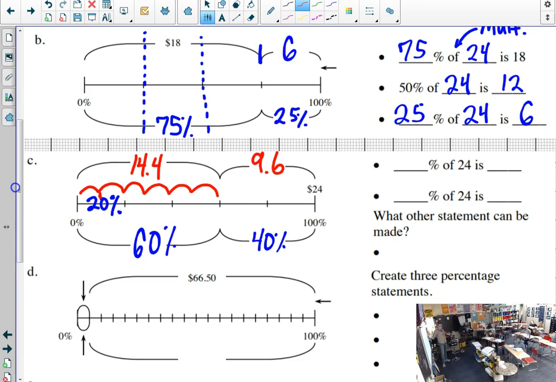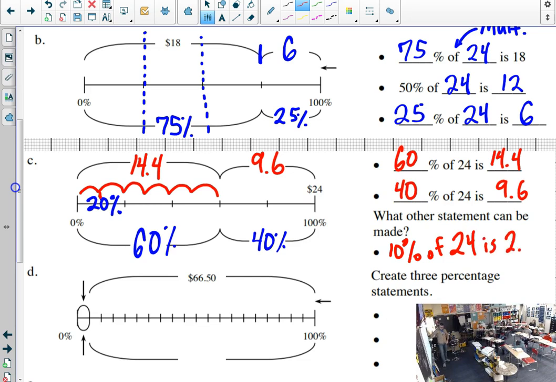And then it has me filling in whatever I want. So 60% of 24, 40% of 24, we also made the statement, 10% of 24 is 2.4. We figured that one out. Any questions on that? Now, even though 2.4 is a decimal, it's still not that bad to work with.